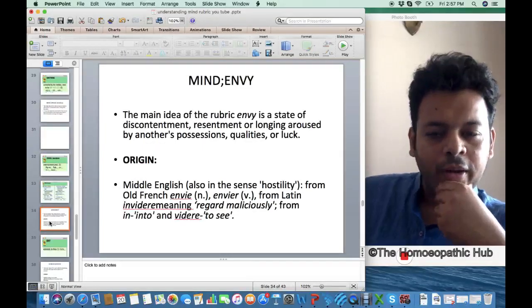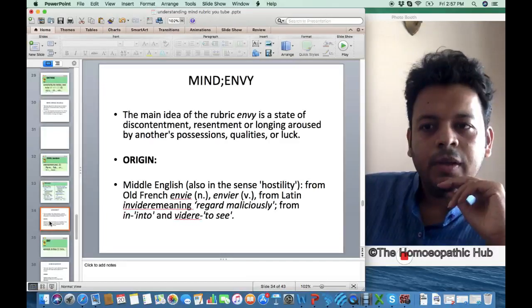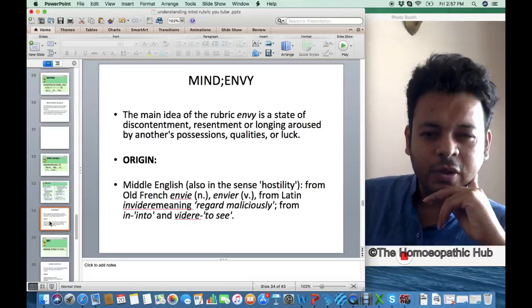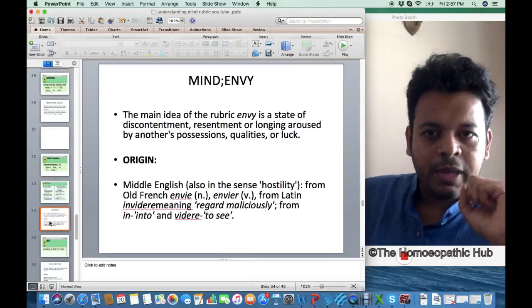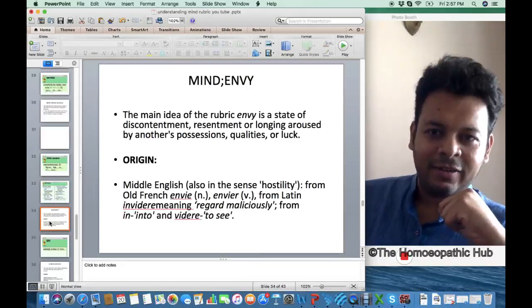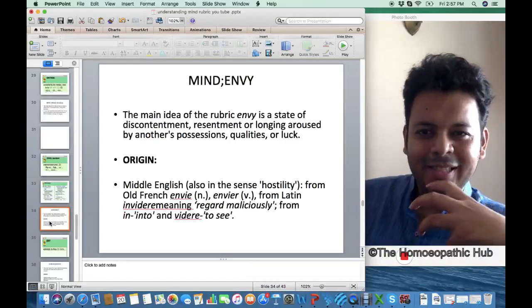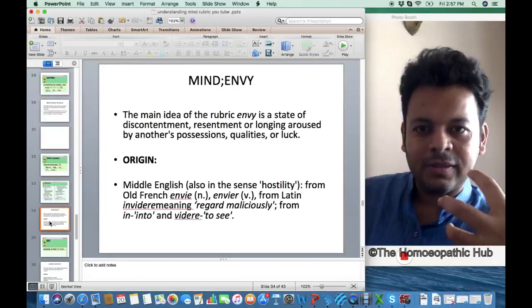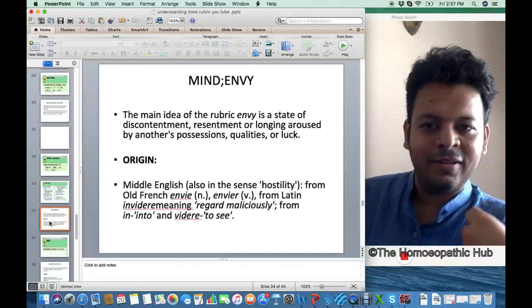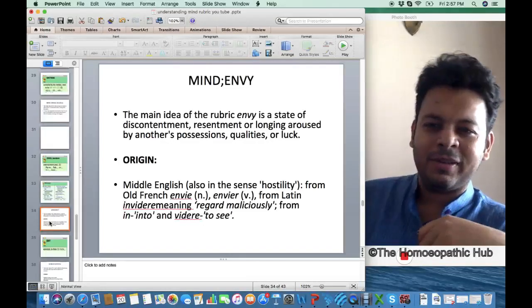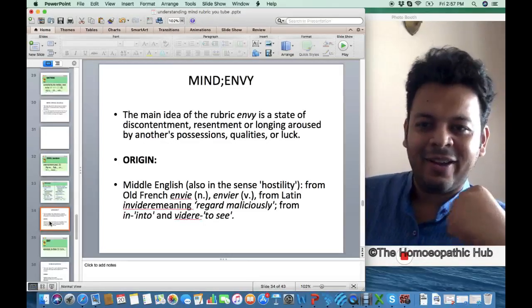Okay, let's talk about another interesting rubric here. This is a rubric envy. What does envy mean? The main idea of envy is a state of discontent, a resentment, especially aroused by another person's qualities or possession or luck. How does he have what I don't have?